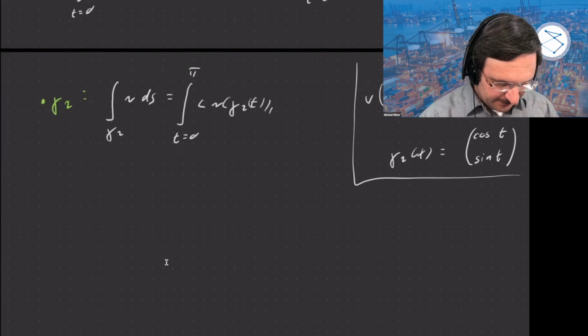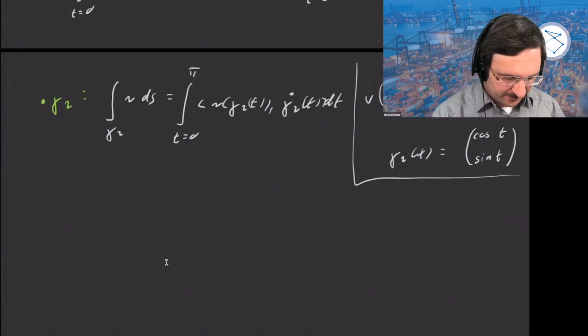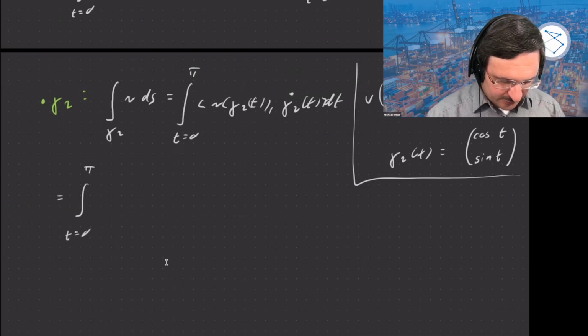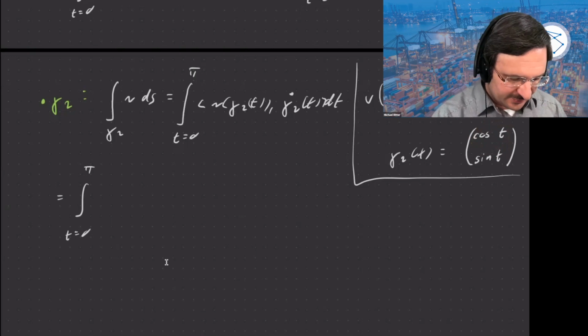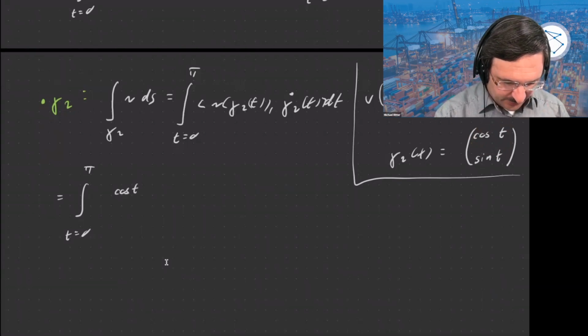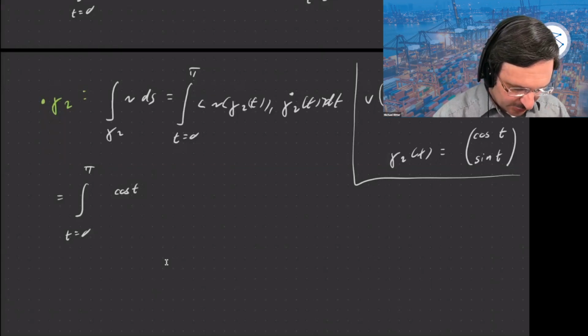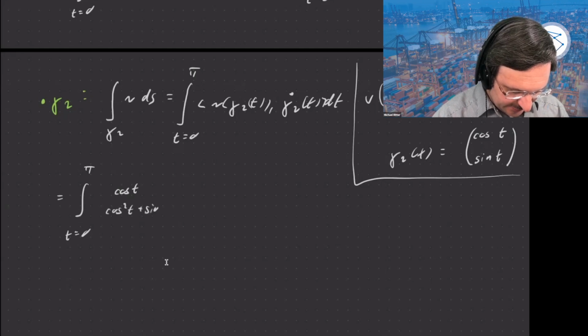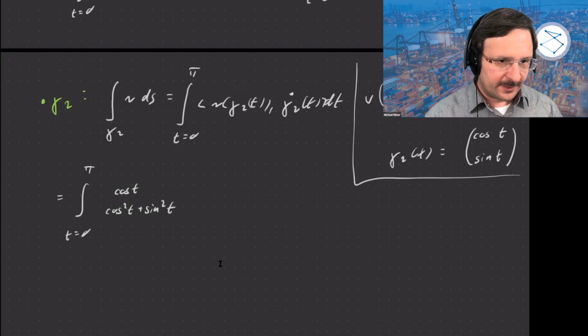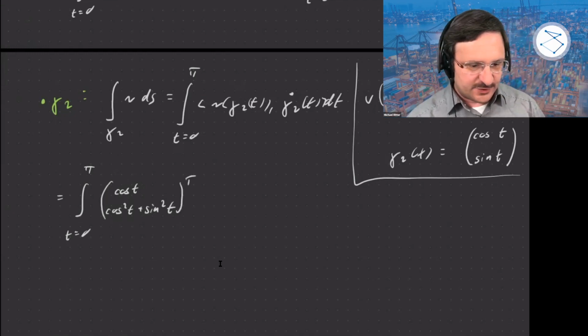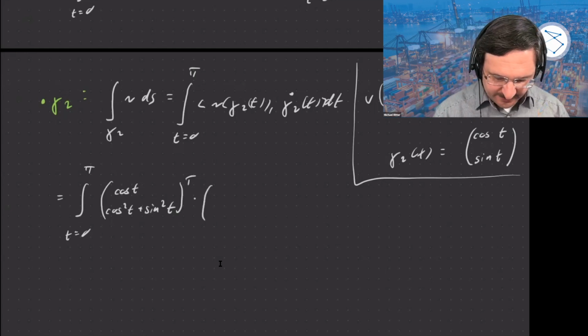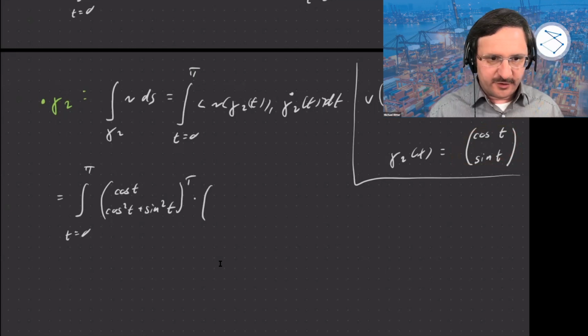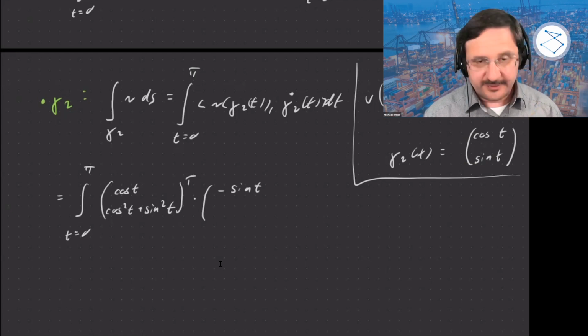And we need to compute the integral of V of gamma 2 of t, scalar product with gamma 2 dot of t, dt. So this is equal to, let's see, V of gamma 2. So we have x1, that's simply the cosine of t here. And then we have x1 squared plus x2 squared. So that's cosine squared t plus sine squared t. And we need to multiply the transpose of this with the derivative of gamma 2. So computing the derivative of this one, the derivative of the cosine of t is the negative sine, and the derivative of the sine is the cosine.